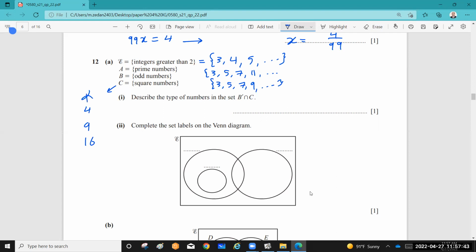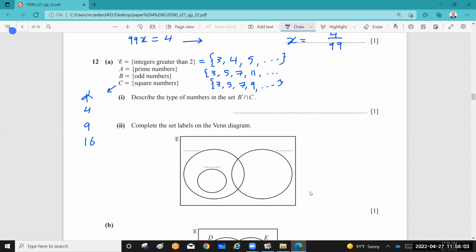This one. Describe the type of numbers in B prime intersect C. B prime means not odd. Every number in B prime is not odd, that's even numbers. Intersect C, what square numbers? Yeah, square numbers.